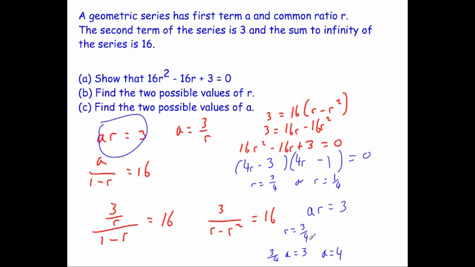Or the other option, I'm just going to go up to the top, I'm jumping around a bit here. We've got ar equals 3, and we've got that r this time is equal to 1/4. So that means that a quarter a equals 3, so that means that a equals 12. So there are your two possible values for r, 1/4 and 3/4, and the two corresponding values for a will be then 4 and 12.